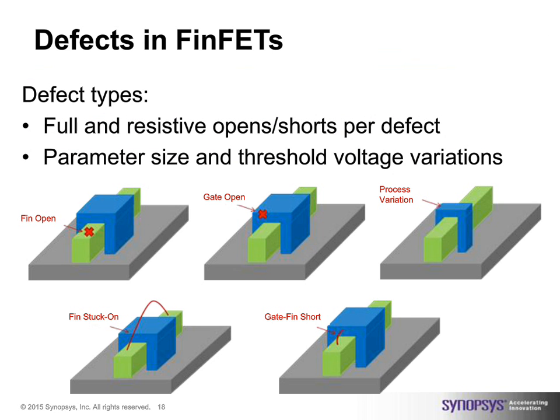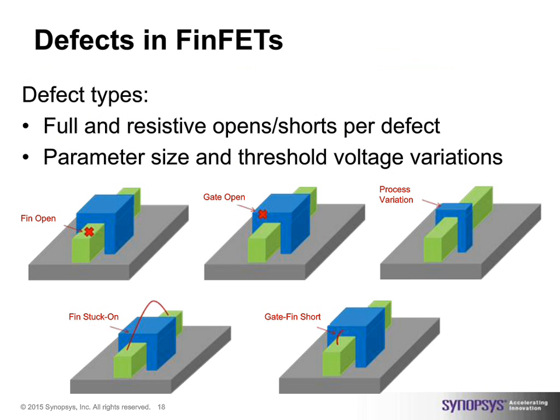Now, some of those are realistic because, physically, looking at the cell, they would physically happen. Others will not be realistic. Therefore, we categorize the realistic and non-realistic ones according to the physical structure of the transistor. We looked at the parameter size for that. We look also at threshold voltage variations, again, to ensure that that is covered properly. Now, these are just samples of the different defects that we look at in FinFETs.